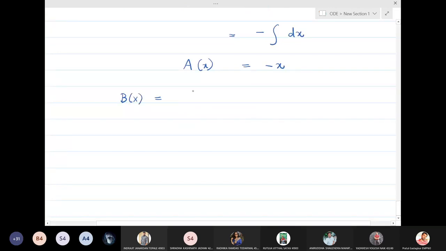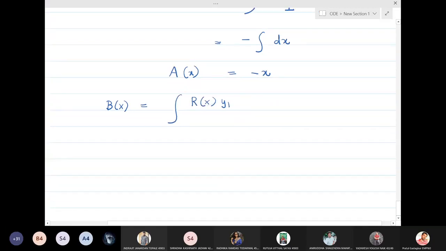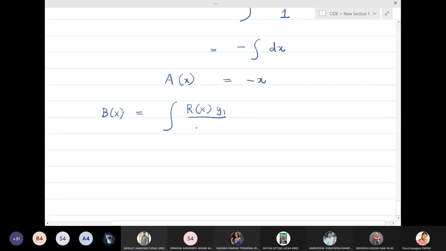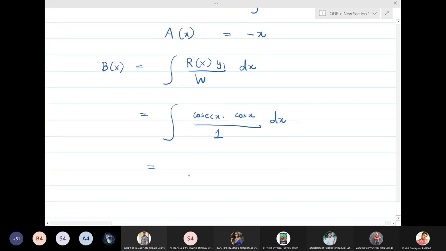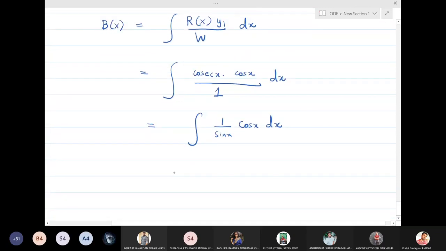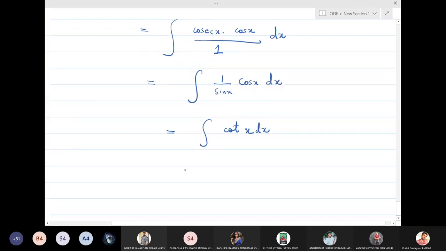And what is B(x)? B(x) is equal to integration R(x) y1 upon W dx, which is ∫ cosec x into cos x upon 1 dx. What is cosec x into cos x? It is cot x, which is 1 upon sin x into cos x. It's integration of cot x, just log of sin x.